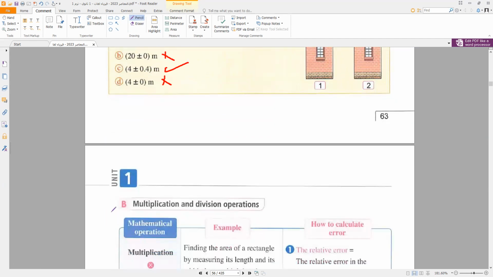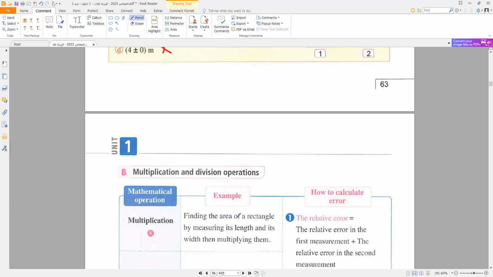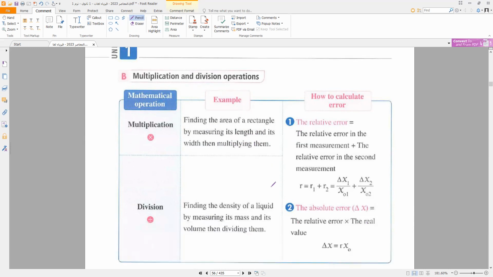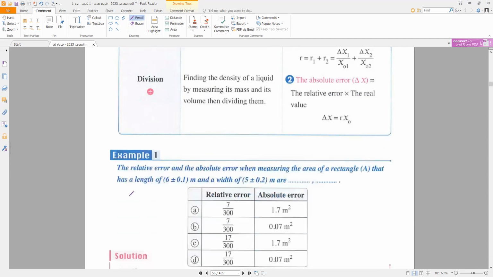Right. What will happen if we have two different processes, which may be multiply or division? Firstly, finding the area of a rectangle by measuring its length and its width, then multiplying them. And if you want to calculate the relative error, for example, to get the volume or the area of a shape, like a rectangular shape, length times width.